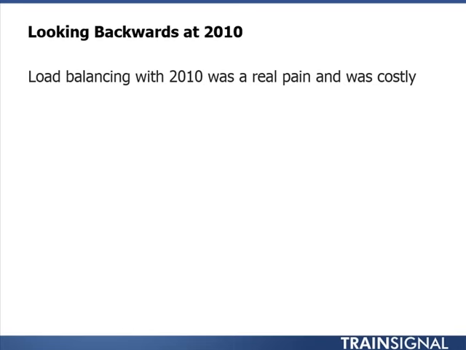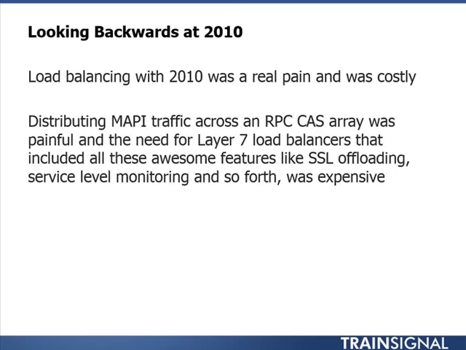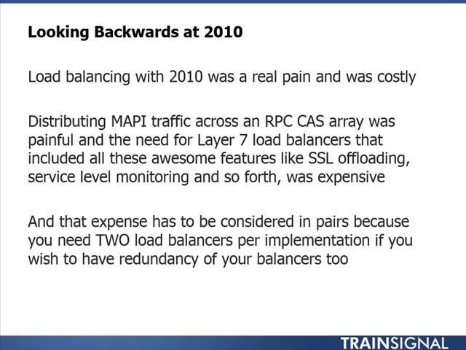Now, you could use Windows Network Load Balancing or a hardware load balancer to handle Exchange 2010. Layer 7 load balancers, also known as application level load balancers, were recommended. Distributing MAPI traffic across an RPC CAS array was painful, and the need for Layer 7 load balancers that included features like SSL offloading, service level monitoring, and so forth, could be expensive. And that expense has to be considered in pairs, because you need 2 load balancers per implementation if you wish to have redundancy of your load balancers too. That's something folks don't typically think about.